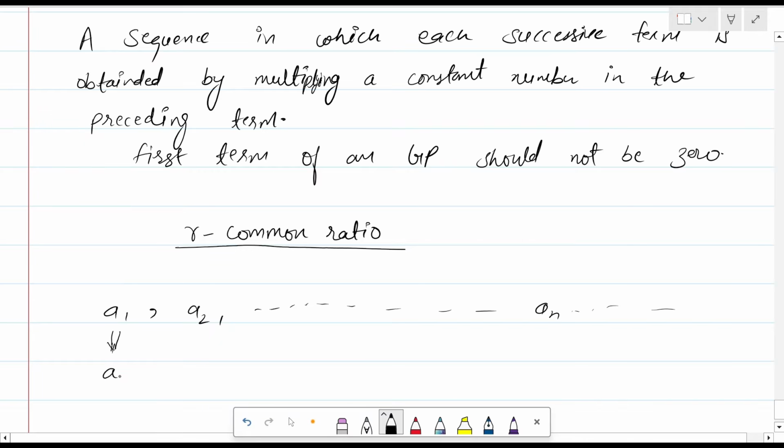Okay, so if we have a sequence A1, A2 and so on An, then what will be the first term? It will be A. What will be the second term? Multiplying A by R, it will be AR. What will be the third term? It will be AR square and so on. If I'm writing nth term, then what it will be? AR raised to the power n minus 1.